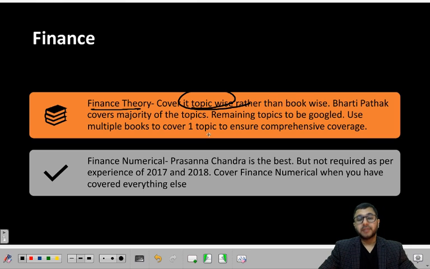Okay, and finance numerical, because the weightage is going down day by day, you don't need to focus a lot on finance numerical. Any one book, whether it's Prasanna Chandra or M.Y. Khan or Rustagi, is good enough. You cover one book based on past year coverage or past year examination. You don't need to cover the entire book.